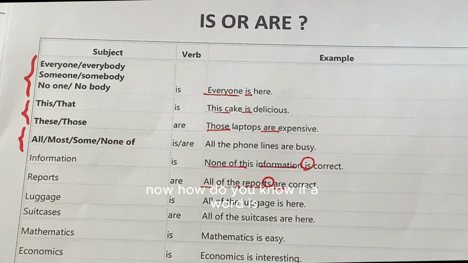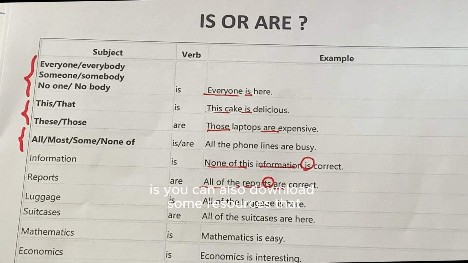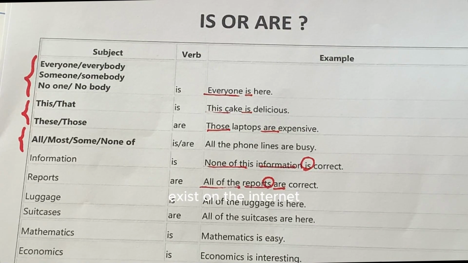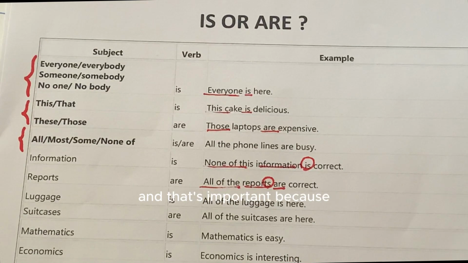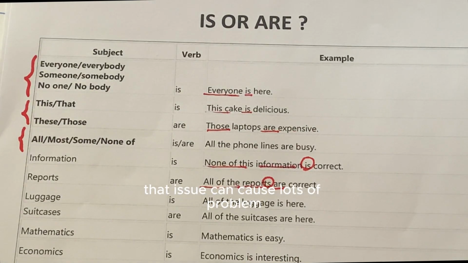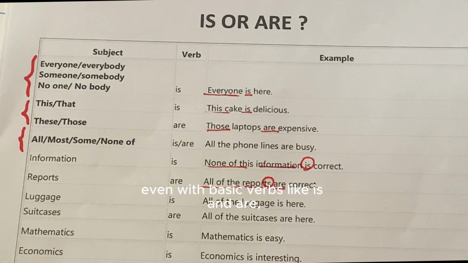Now, how do you know if a word is countable or uncountable? Well, you can learn that. One of the ways you can learn it is to download some resources that exist on the internet to know exactly which nouns you can count and which nouns you cannot count in English. That's important because that issue can cause lots of problems whenever you speak English, even with basic verbs like is and are, with the verb to be, right?